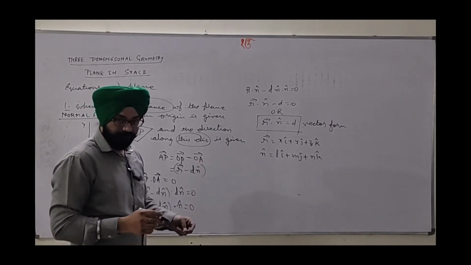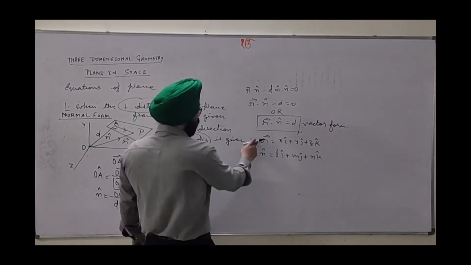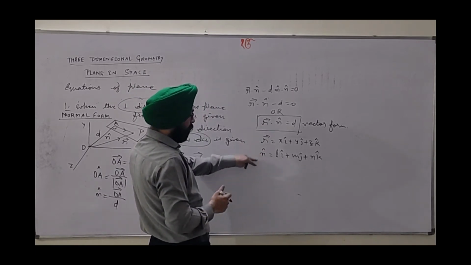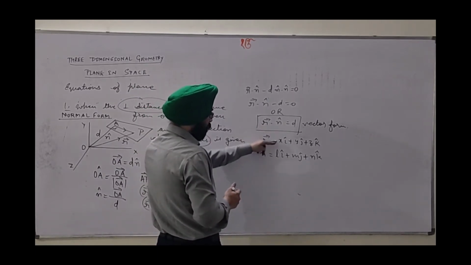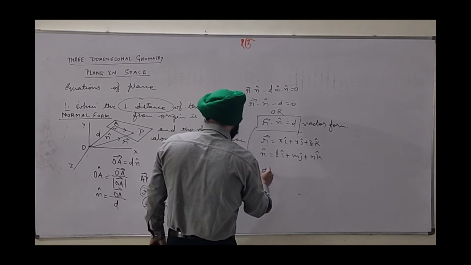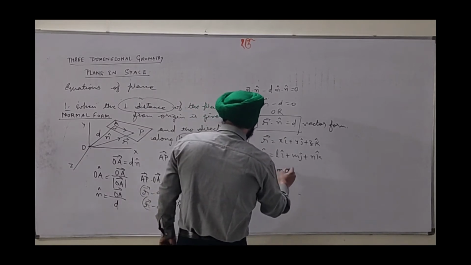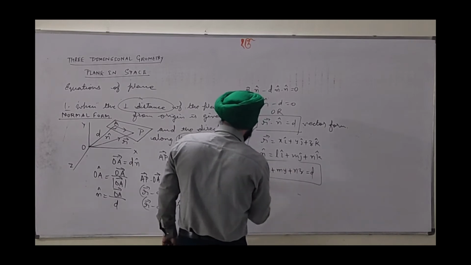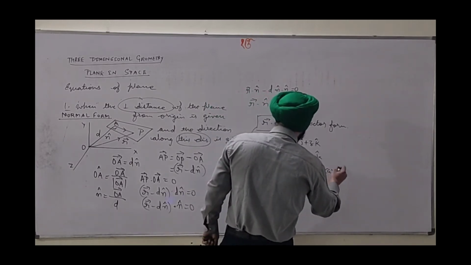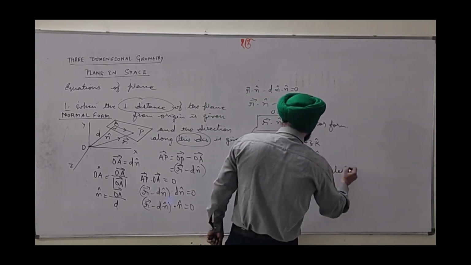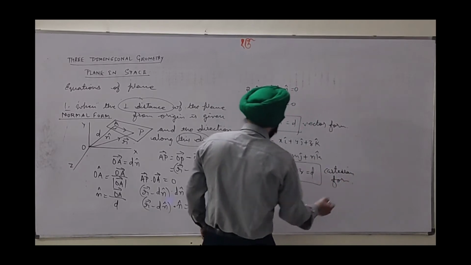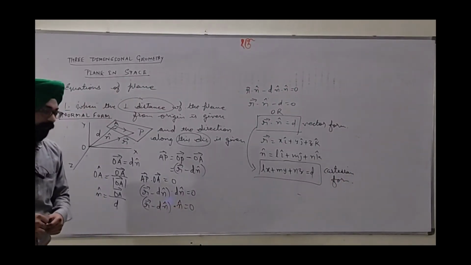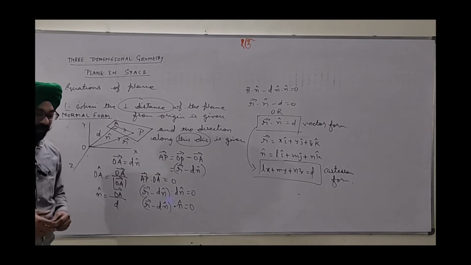So no need to show it in terms of components. Only thing you have to do is take the dot product of r and n cap. So the dot product can be written as lx plus my plus nz equal to d. This is the Cartesian form of a plane in the given condition. Okay, so this way we do. So this was the derivation.